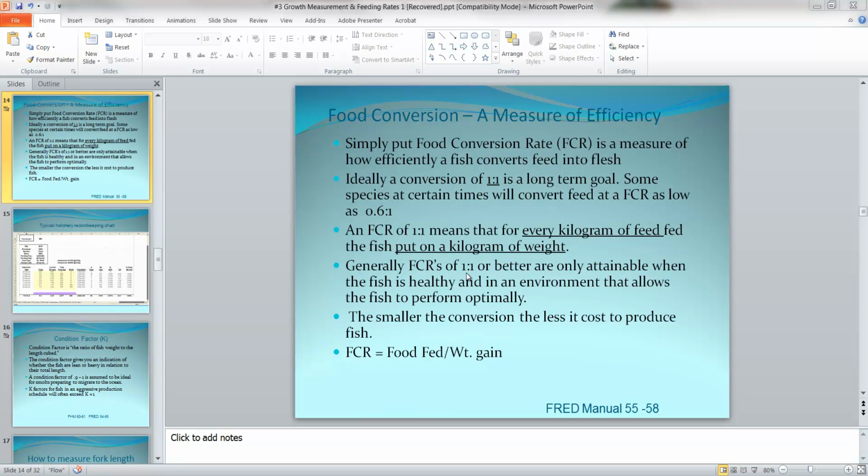Okay, I want to go over one more calculation. This one's much simpler than the others, and this is called food conversion ratio, or FCR. Basically, all it is is how efficiently your fish are eating, or being fed, I should say. Lots of things can affect food conversion rate.